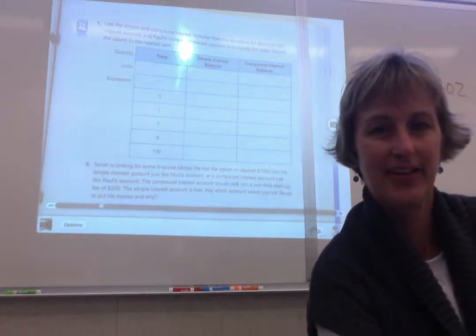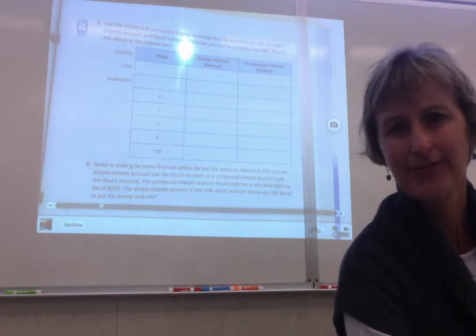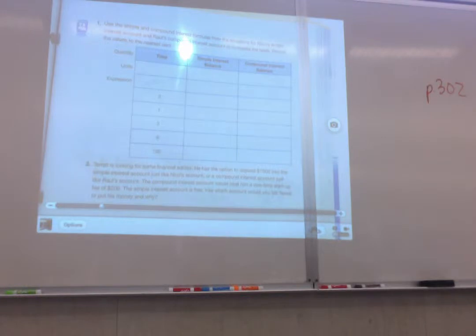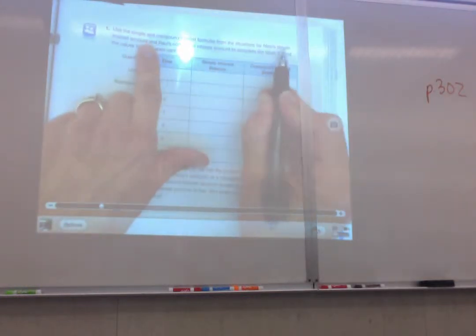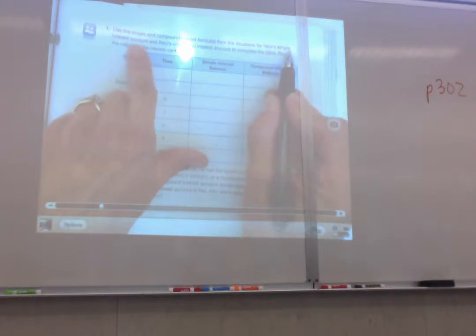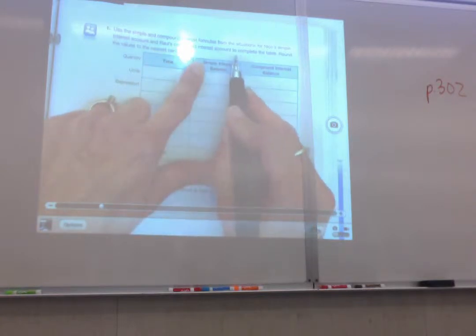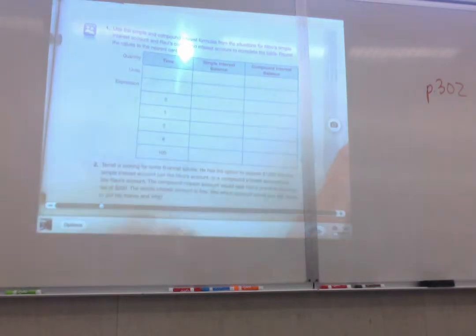Hello, we are on page 303 looking at Talk to Talk for 5.1. All right. Use simple and compound interest formulas for the situation for Nico's simple interest account and Raul's compound interest account to complete the table. Round to the nearest cent.